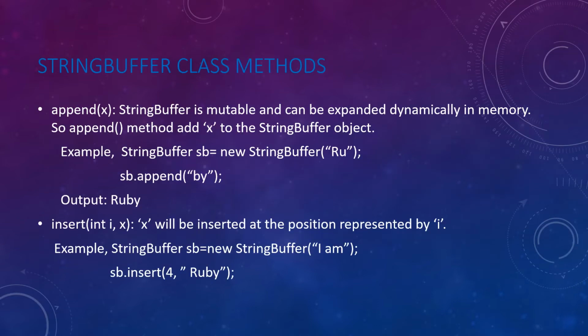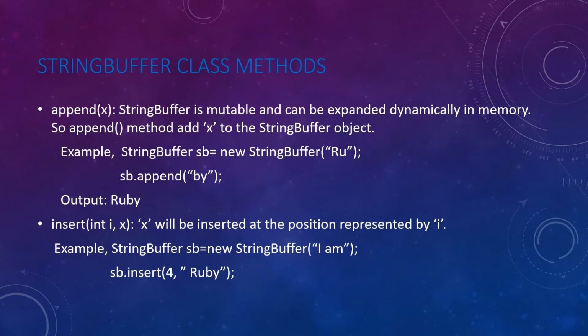Now let us talk about StringBuffer class methods. First is the append(x) method. StringBuffer is mutable and can be expanded dynamically in memory. So we can use the append method to add x to the StringBuffer object. For example, StringBuffer sb = new StringBuffer("ru"), sb.append("by"). So the output will be Ruby, because "ru" is assigned to sb and then "by" is appended to that StringBuffer object.